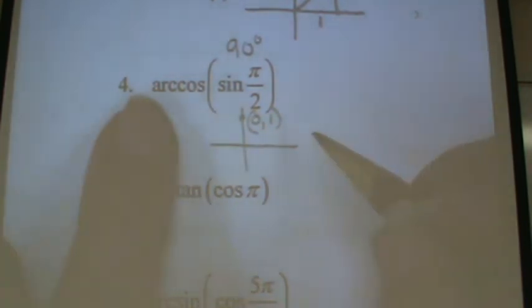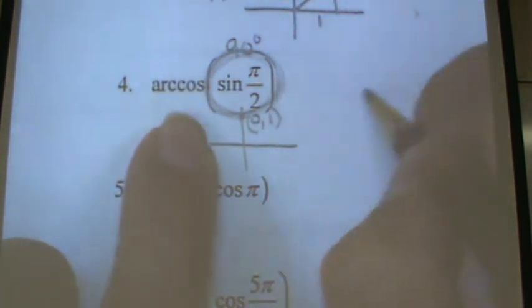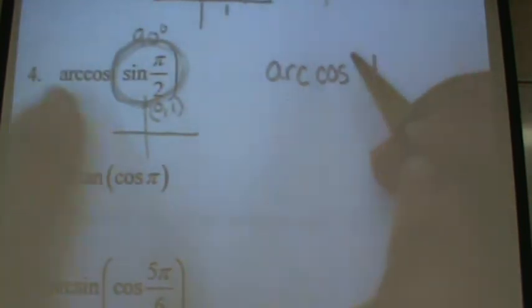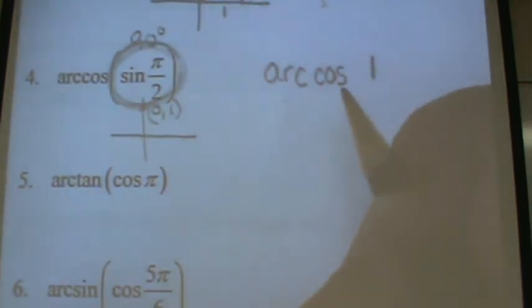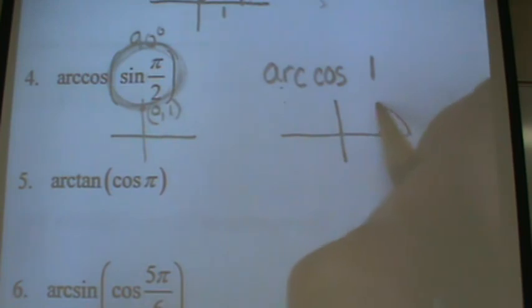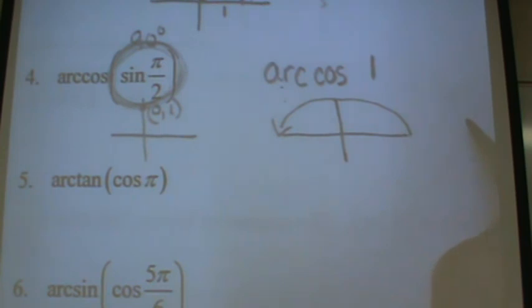What's the definition of sine? Y over r. What's the y value right here? 1 over 1. So this piece is 1. This whole thing is a 1-to-1 ratio. So what you now have is arc cosine 1. Now I want to know the angle whose angle, arc cosine, I'm here, here, or here. What angle am I? I'm an angle whose x over r is 1 over 1.